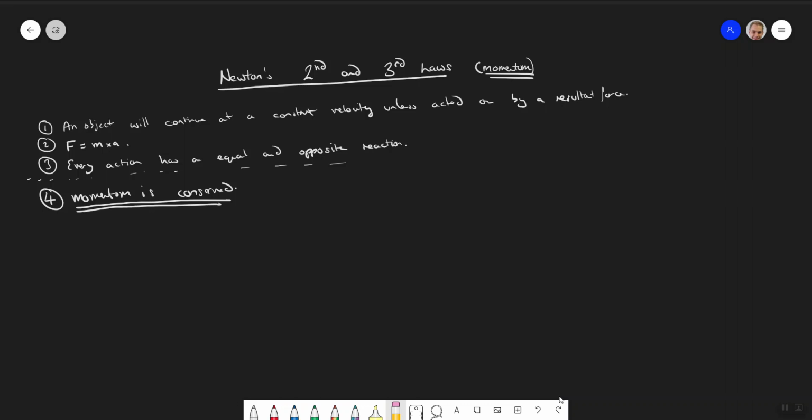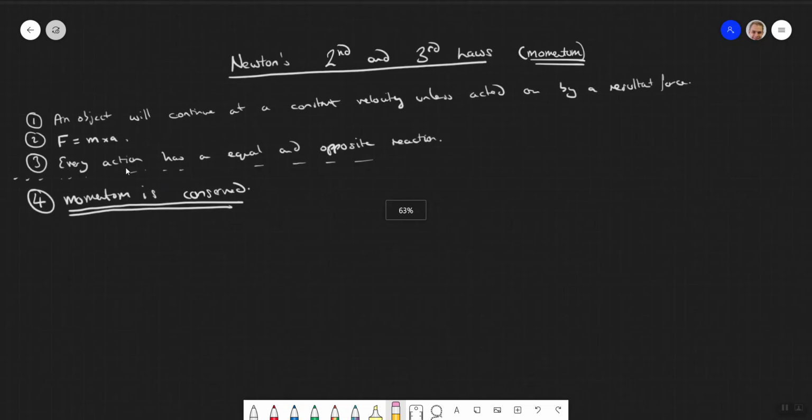Hello everyone. So we're going to look at Newton's second and third laws again. I'm going to look at it through the prism of momentum, which is a slightly more formal way of dealing with it. Just to start off, we've got a few things that we've mentioned before about Newton's laws. We'll rewrite a couple of them more formally.